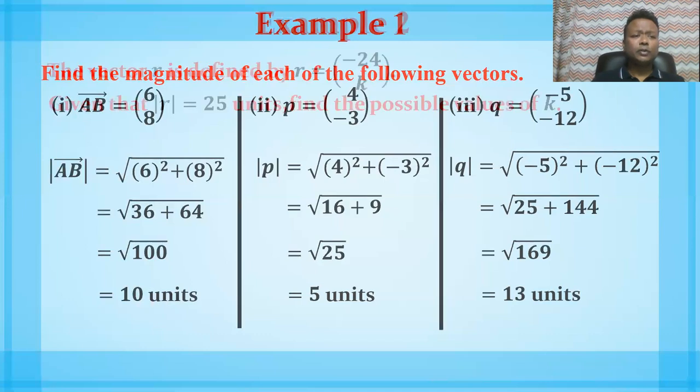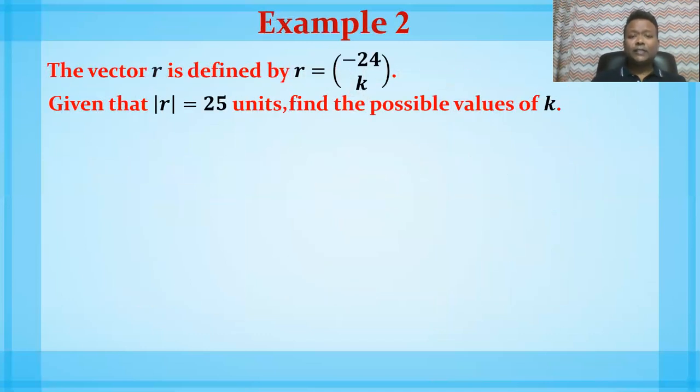In the next example, the vector r is defined by components negative 24 and k.